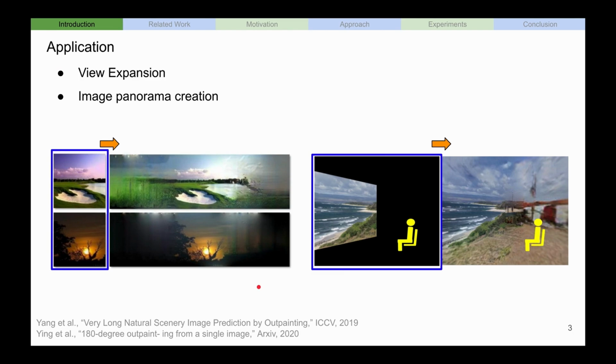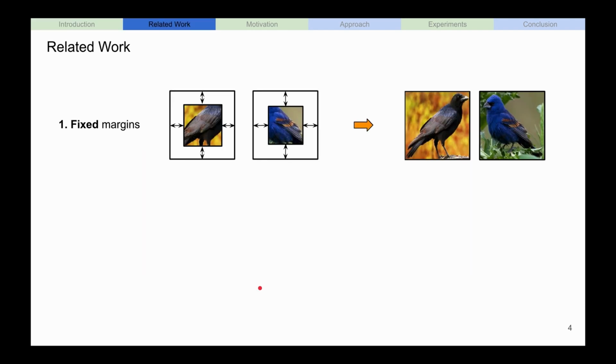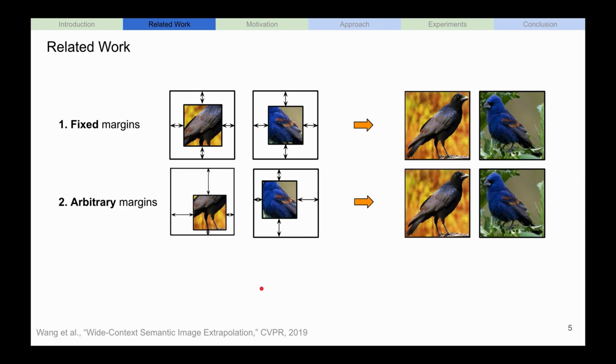A range of applications in computer vision and image processing are closely related to image outpainting, such as view expansion and image panorama creation. Currently, most related works focus on fixed margins image outpainting. The input images are required to be located at a specific region, because the models could only outpaint images in fixed directions with fixed distances.